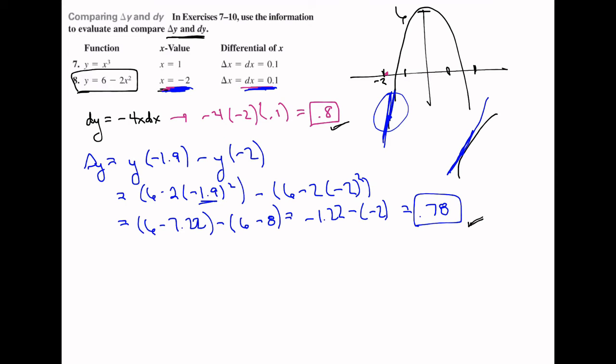What I did was I used this for my dy. This goes from -2 to -1.9 to approximate the difference on my curve. So here now for my curve, this distance here is delta y. So my dy is going to be a little bit larger in this case than my delta y. Okay, pause this if you need to try to understand that picture.